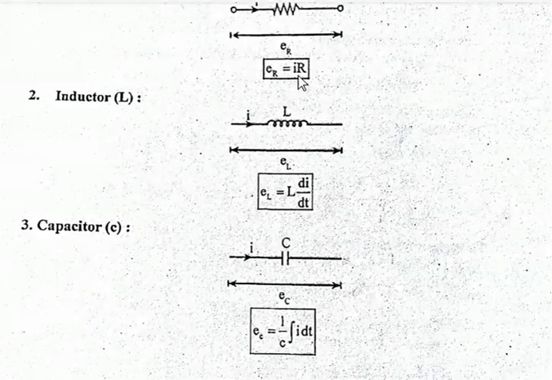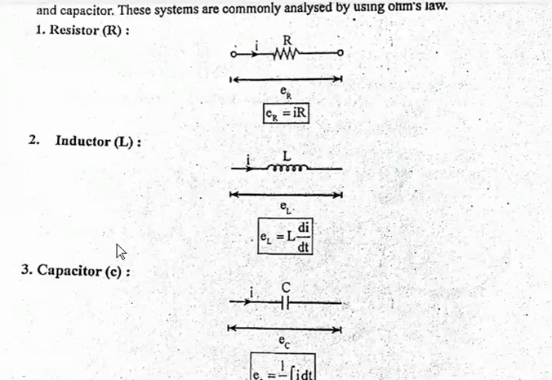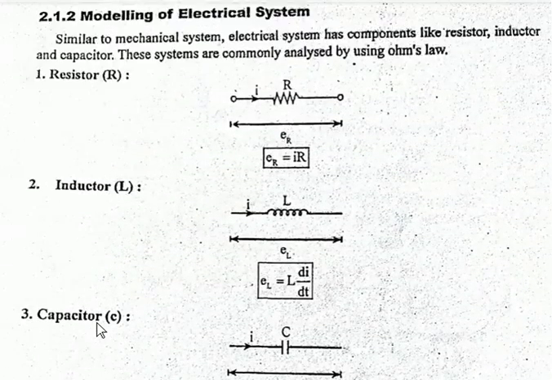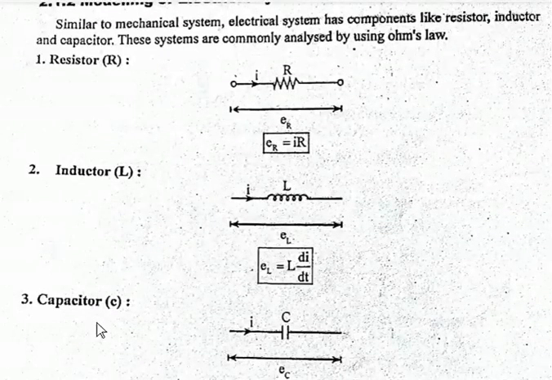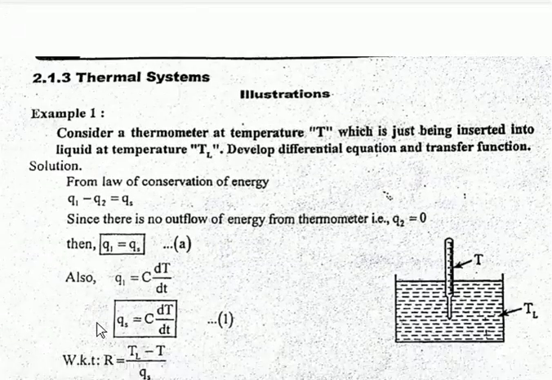So you have to remember all these equations. How do we get all these mathematical modeling equations? By applying Ohm's law. Okay. See here, resistor, inductor and capacitor. Again in the electrical system there are three components, similar to mechanical systems. What are those? The resistor, inductor and capacitor. These systems are commonly analyzed by using Ohm's law. Applying Ohm's law you can get the mathematical expressions. Okay. So next one is the thermal system.